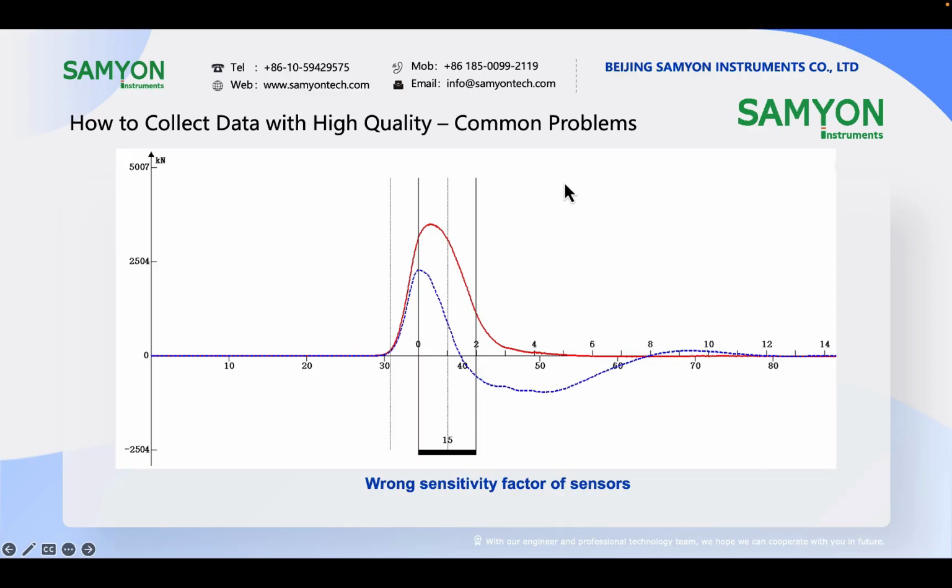Here are some common problems we're seeing from the data. Here, we can see that the proportionality is not very good. It is because of the wrong input of sensitivity factor of the sensors. That makes the force much higher than the velocity.